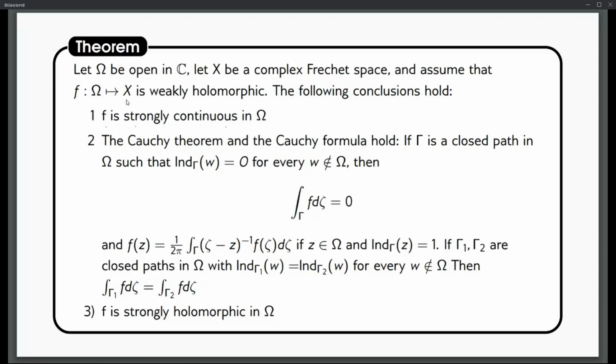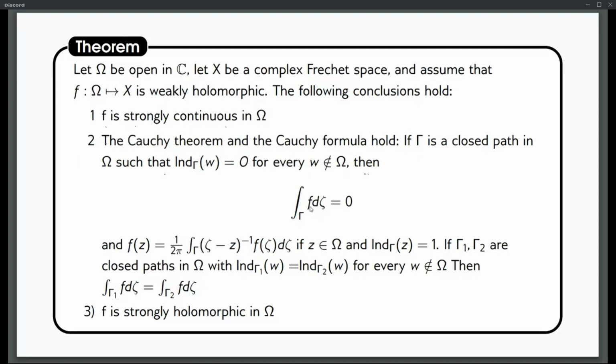And after we prove that f is strongly continuous in omega, we turn to prove that the Cauchy theorem and Cauchy formula hold if gamma is a closed path in omega such that the index of w is 0 for every w not in omega. I think it has a name, homologous to 0 or something. I don't recall the specific name. This concept has a name.